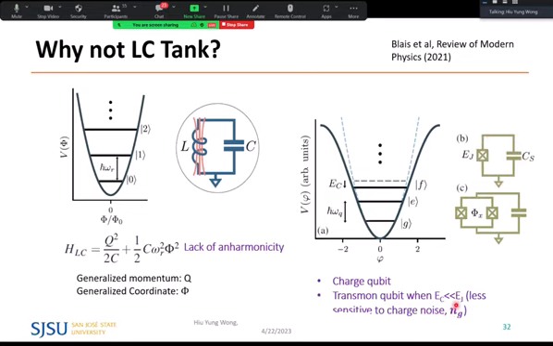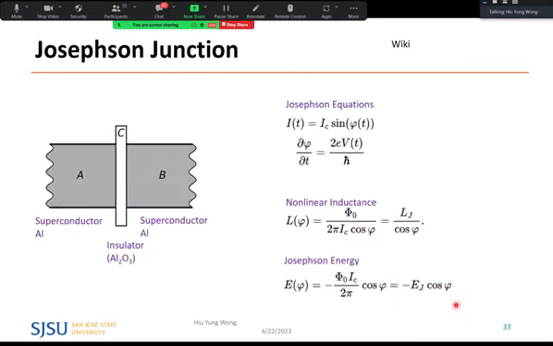Another is Josephson junction energy. And what is that? Don't worry about the equation. I'm showing you this just to show a few important concepts. A Josephson junction is a very simple device: a metal, insulator, metal, just a capacitor. But because we cool it to very low temperature, it becomes a superconductor, insulator, superconductor.